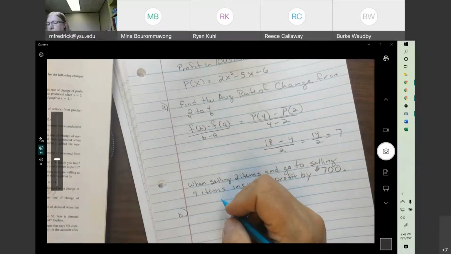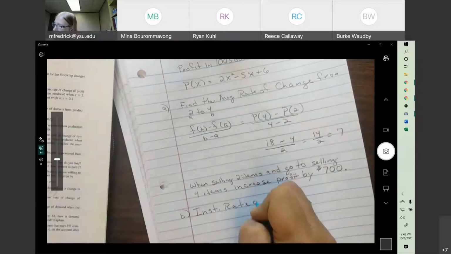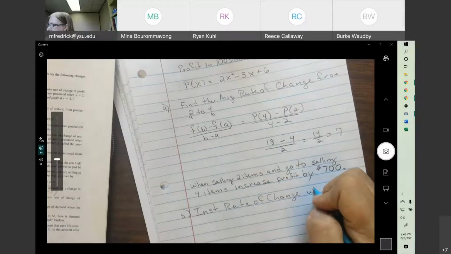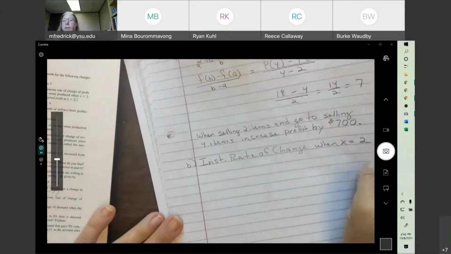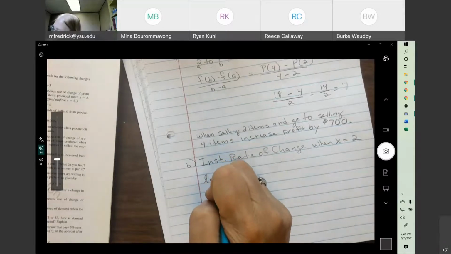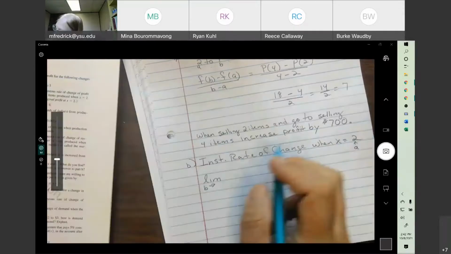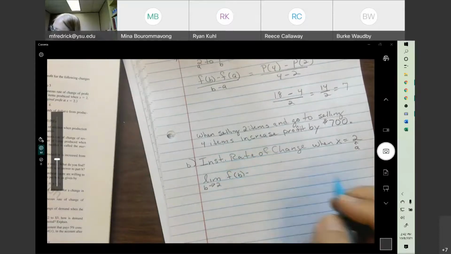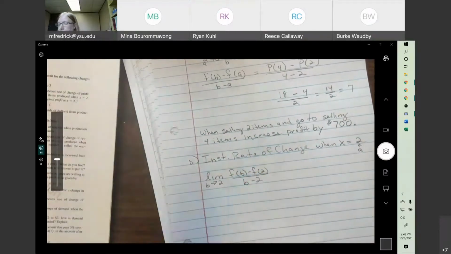Find and interpret the instantaneous rate of change when x equals 2. Now this one's at one value. When it's at 1, that we're using the limit. The limit as b approaches a, and 2 is our a, of f of b minus f of 2 over b minus 2.